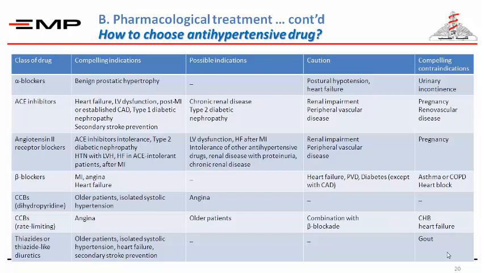Calcium channel blockers, dihydropyridine, as we said before, are preferred for hypertensive old patients or elderly patients, and also for patients with isolated systolic hypertension. Calcium channel blockers, the rate-limiting or non-dihydropyridine groups, are preferred for patients with angina. Possible indication for older patients. Thiazide diuretics or thiazide-like diuretics are preferred for elderly patients, for patients with isolated systolic hypertension, for heart failure patients, and for secondary stroke prevention.